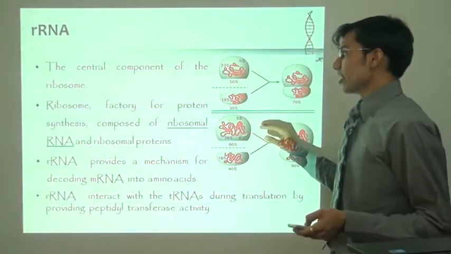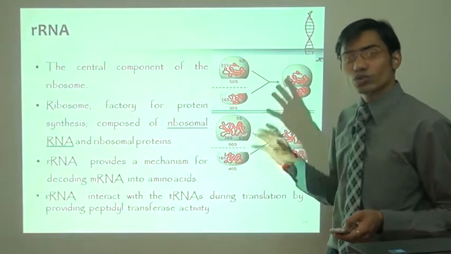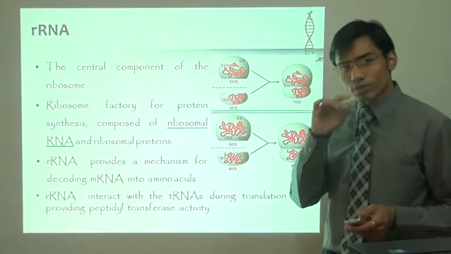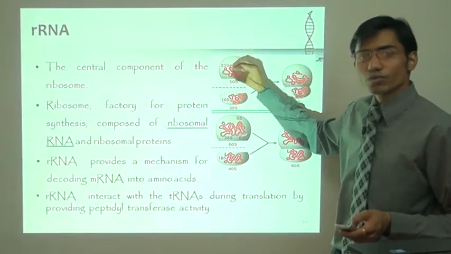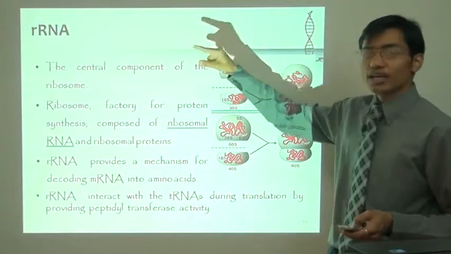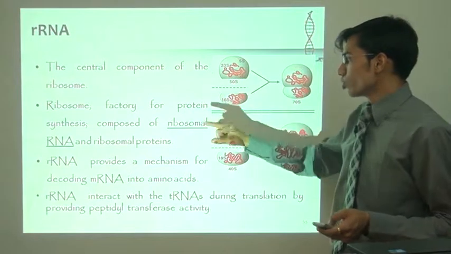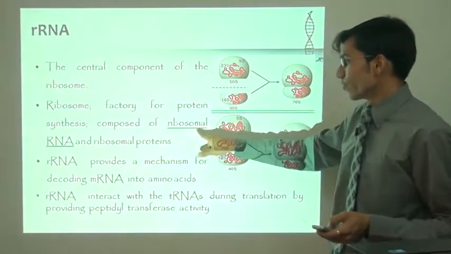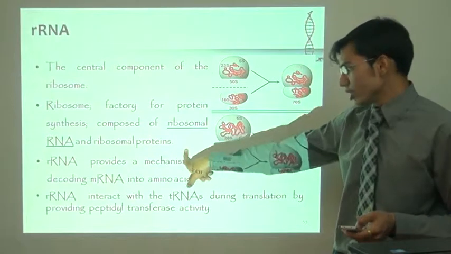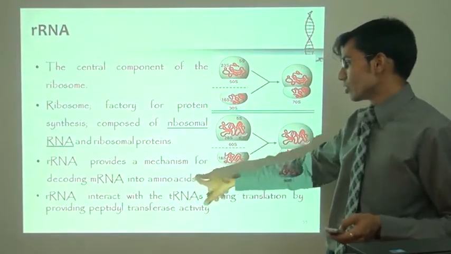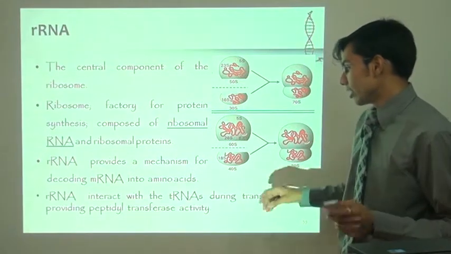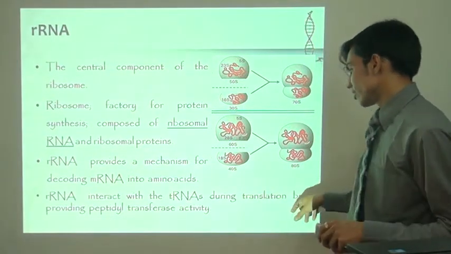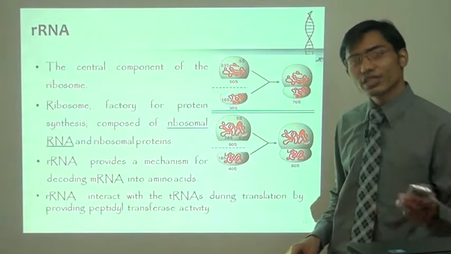Last one, rRNA, central component of the ribosome. Ribosome is present in the cytoplasm of every cell, and these are central components of them. Ribosomes are made up of this rRNA and protein. Ribosome, factory for protein synthesis, composed of ribosomal RNA and ribosomal proteins. rRNA provides a mechanism for decoding mRNA into amino acids. rRNA interacts with the tRNA during translation by providing peptidyl transferase activity.